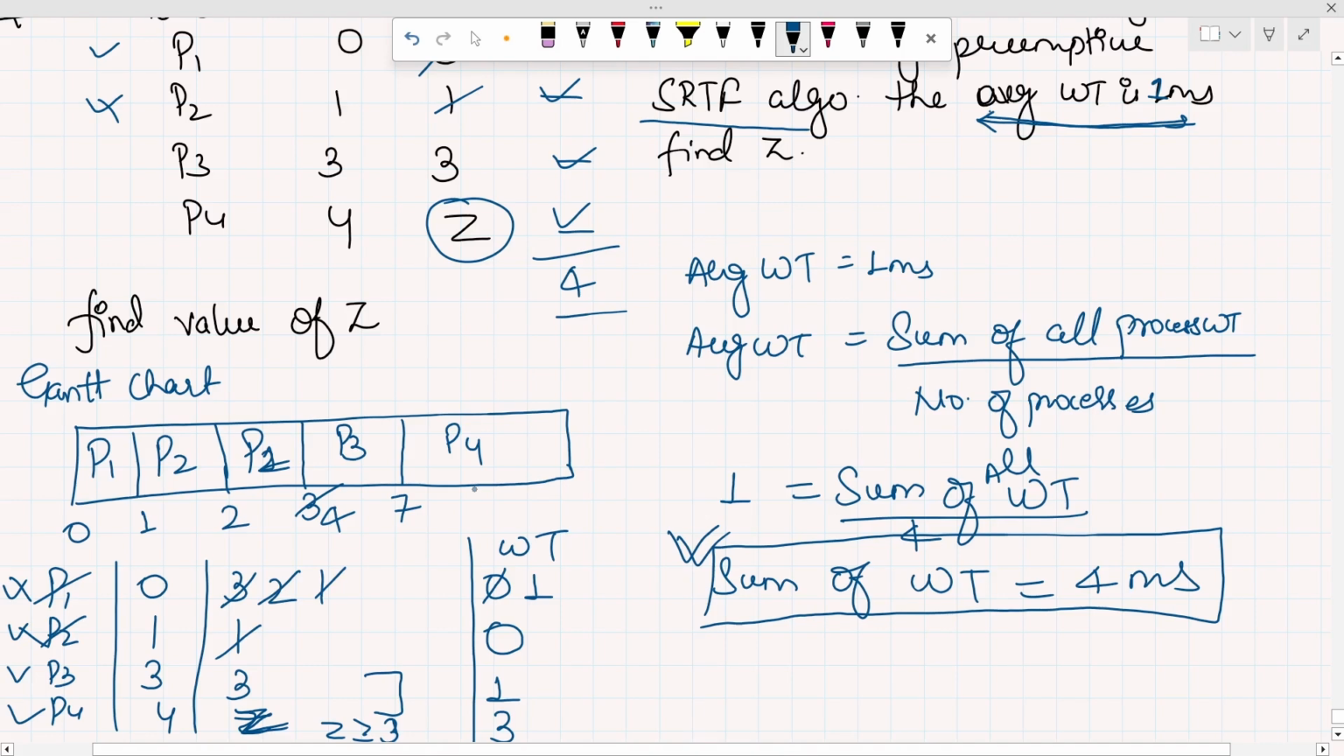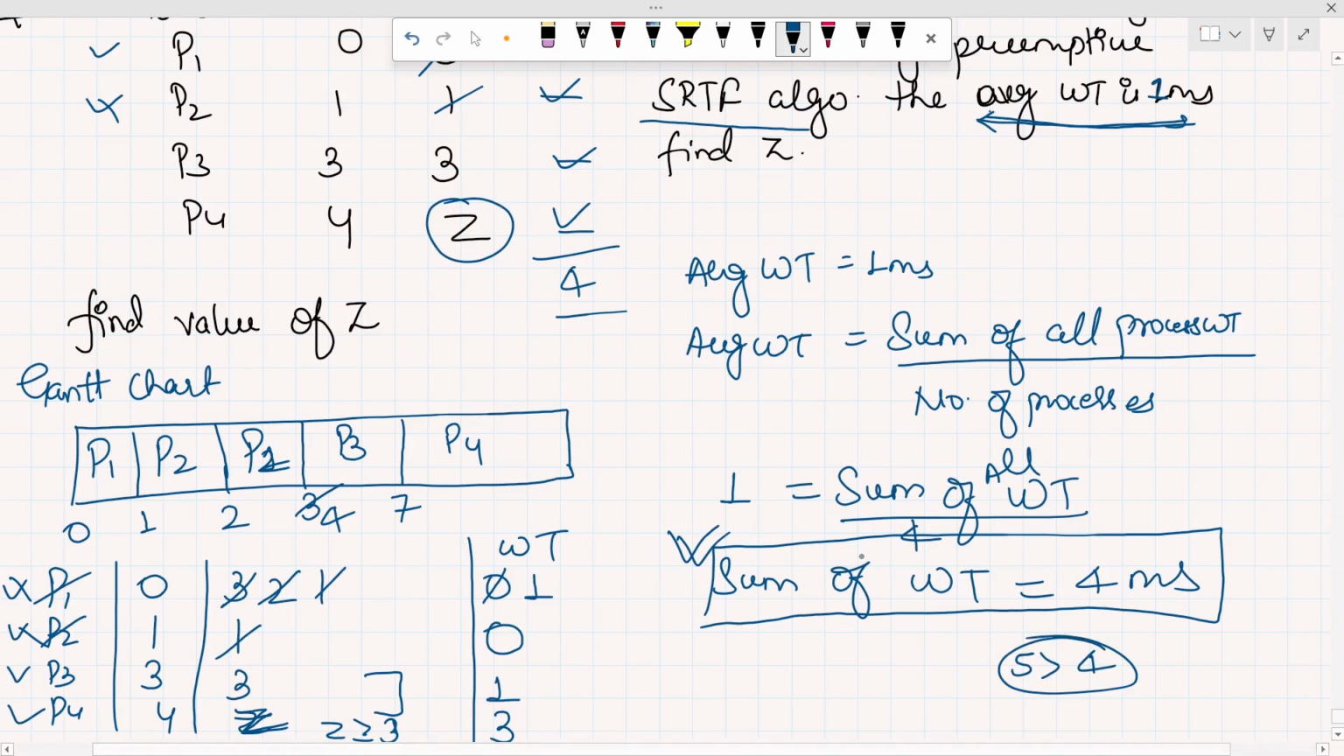But what is the key here? The average waiting time is 4 milliseconds. But if you collect all these things, 1 plus 1 is 2, 2 plus 3 is 5. It is greater than what we calculated. So basically 5 is greater than 4. So it means that our assumption is wrong.